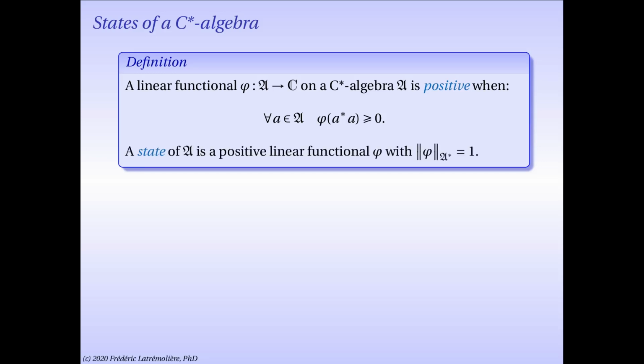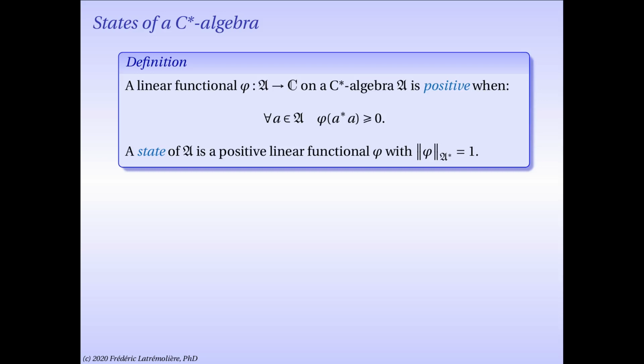Among those, there are the states. The states are positive linear functionals of norm actually 1, as elements of the dual of your C-star algebra. And later on, we will actually focus most of our attention on states among all the positive linear functionals, because indeed, if a positive linear functional is continuous, then up to normalizing it, it becomes a state.